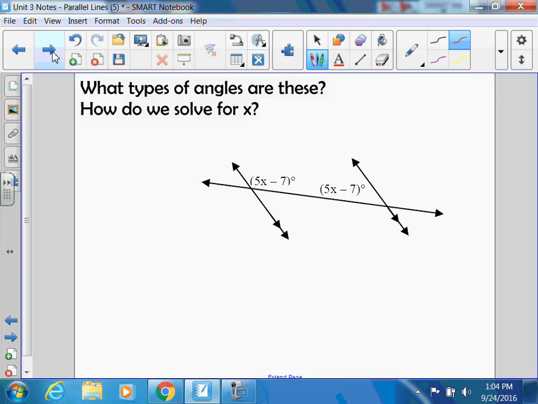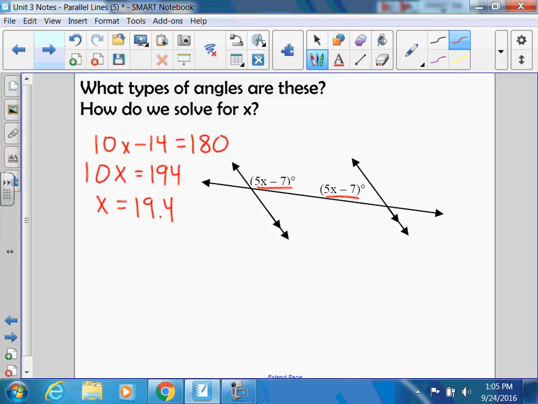So if we know that, let's figure out what we have going on here. We have two lines that are parallel. We have two angles that are same side interior. We just learned that same side interior angles must be supplementary if the lines are parallel. So these two angles are supplementary. We'll just add them together and set them equal to 180. So I'm adding this to this. 5x plus 5x is 10x. Negative 7 minus 7 is negative 14. Solve it for x. X equals 19.4. So that would be your answer.